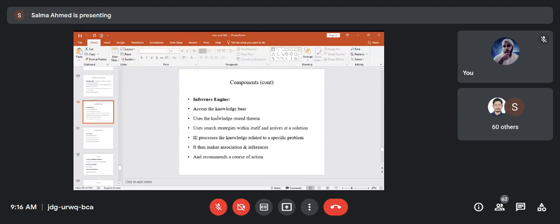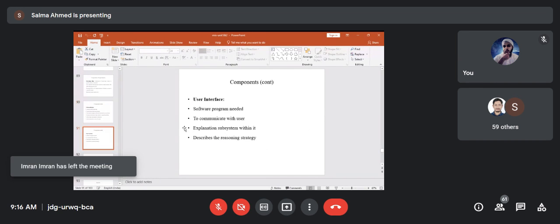The next component is your inference engine, which accesses the knowledge from the knowledge base, uses the knowledge stored therein, and uses a search strategy within itself. So there is a search strategy for coming to any decision. They use this kind of search strategy and make associations and inferences within it. And third is the user interface.